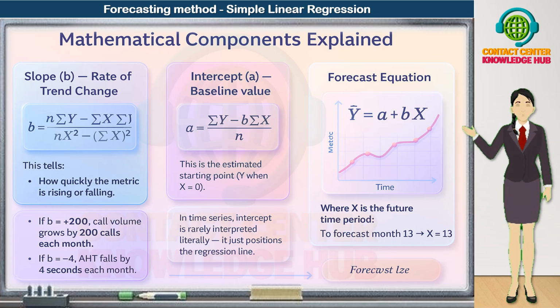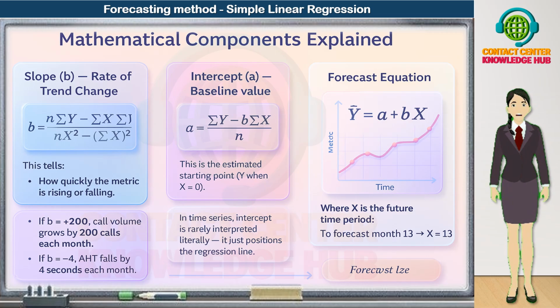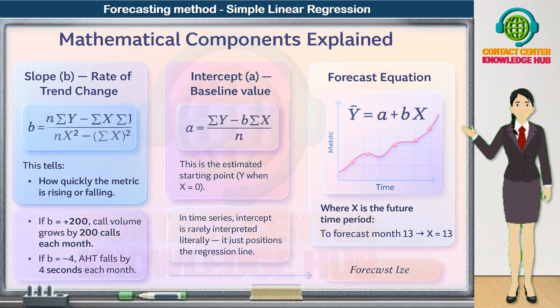2. The intercept, represented as a, the baseline value. The formula for the intercept is A equals the sum of y minus b times the sum of x, all divided by n. The intercept represents the estimated starting point, that is, the value of y when x equals 0. In time series forecasting, we rarely interpret this value literally. Its purpose is mostly to position the regression line correctly on the graph.